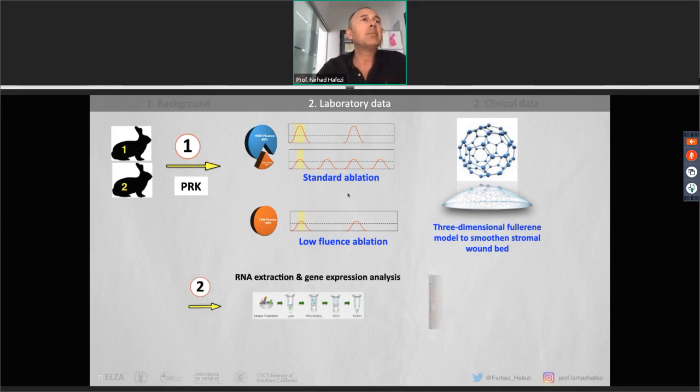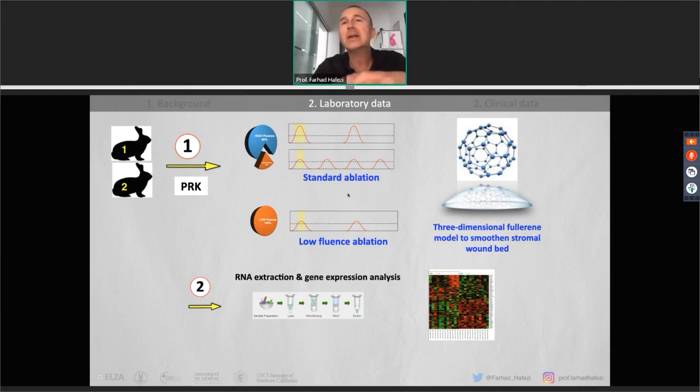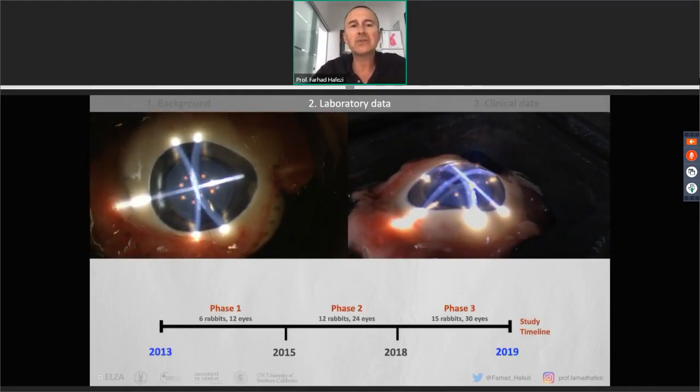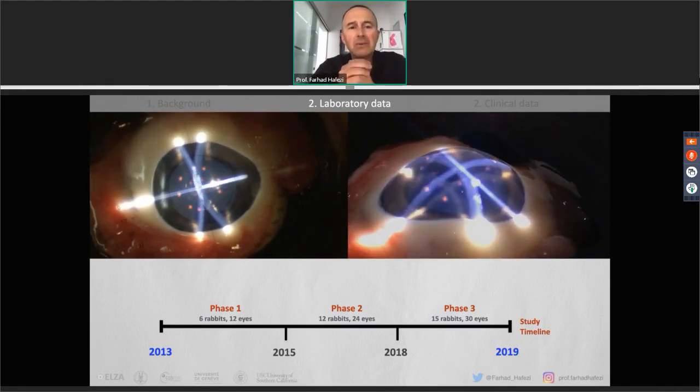By performing this in animals in the first stage, then later on sacrificing the animals, excising the corneas, homogenizing the corneas, extracting the mRNA, and looking for target genes in the inflammatory pathway that would be differentially regulated. In other words, do we see more inflammation on the genetic level as opposed to the standard ablation profile? So identify activated inflammatory genes. Phase 1 was from 2013 to 15. Phase 2 in the rabbits went from 2015 to 2018, and then a third phase from 2018 to 2019.